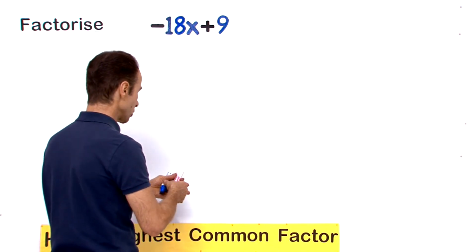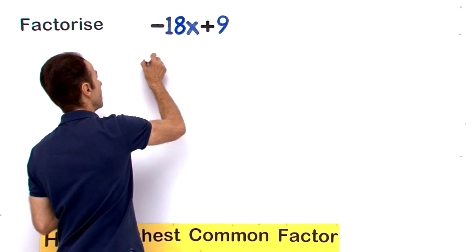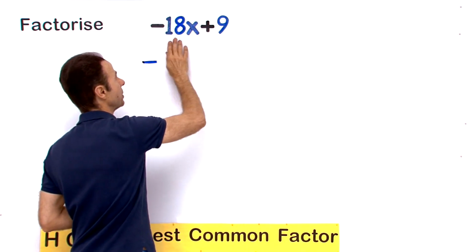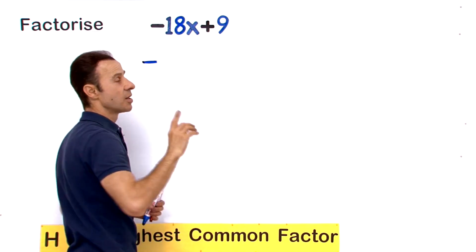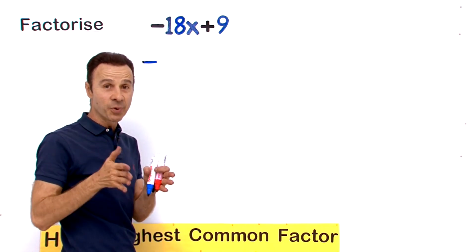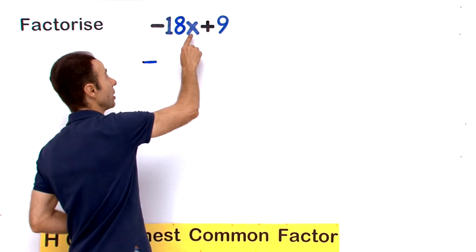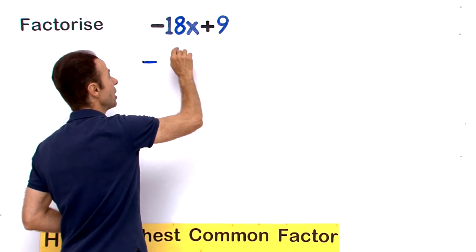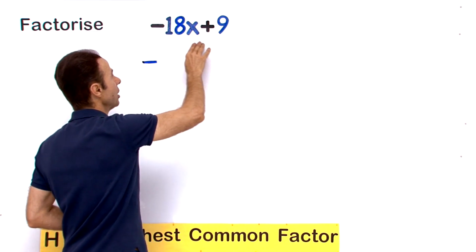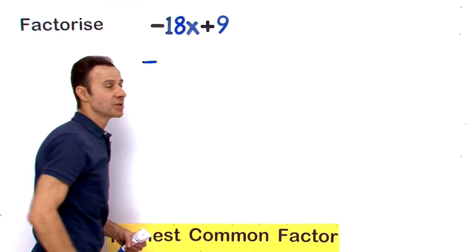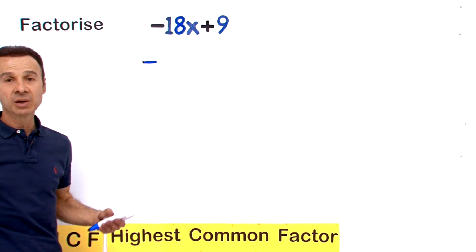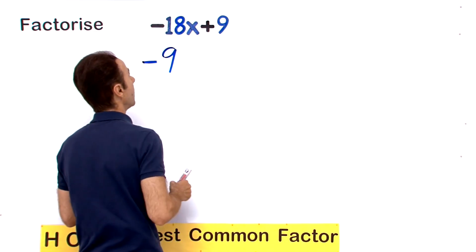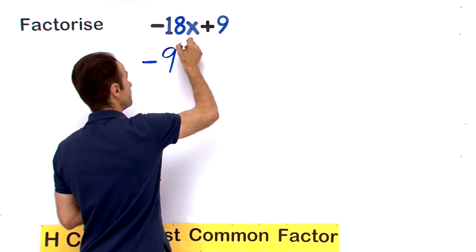So the first thing I'm going to do is take a negative out, like that. Now all I have to do is find out what's the highest common factor between these two terms. The first thing I'm going to focus on is the number, not the variable. So we don't have an x here, but we do have it here. So in terms of numbers, we've got 18 and 9. What's the biggest number that goes into 18 and 9? Well, it's going to be 9, isn't it? So we put a 9 there, and then we put brackets.